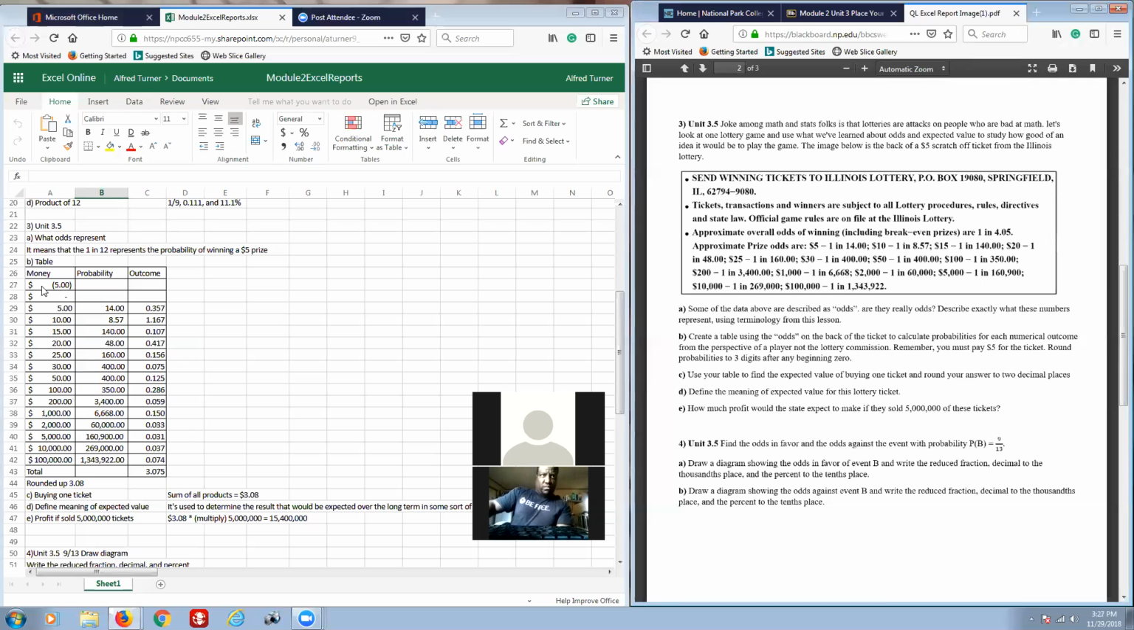Okie dokie. As you can see, I created my table. About $5. That's the probability. The normal outcomes. I rounded it up to 3.075.